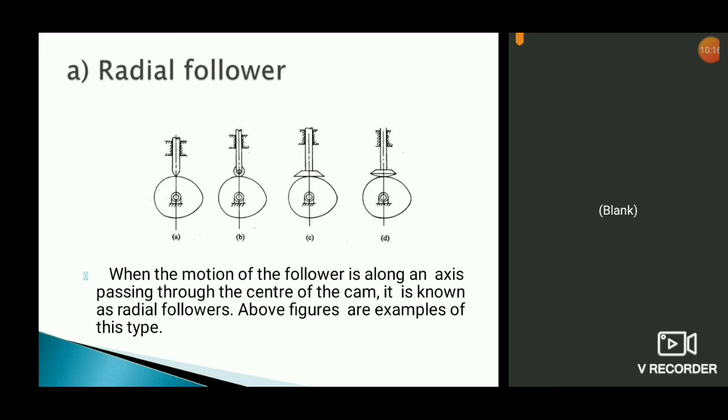In radial, the motion of the follower is along an axis passing through the center of the cam. That means you can see how the follower is reciprocating like this, and that path is along the center. If you extend that path of reciprocation of the follower, you can see it is passing through the center of the cam. So this type of follower is called a radial follower.